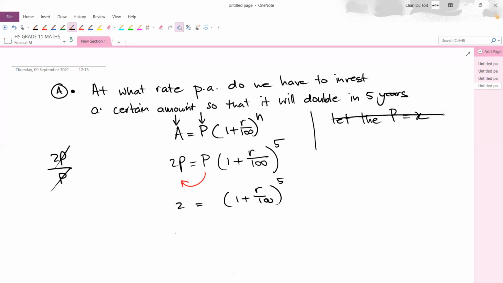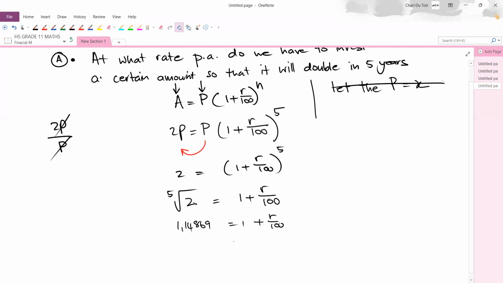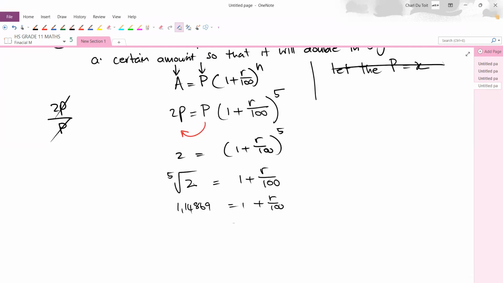Then I do fifth root on both sides. That leaves 1 plus R over 100. So I'm going to do fifth root, blank root in other words, with a 5 in there of 2. That gives me 1,14869 equals 1 plus R over 100. So I'm just going to minus 1 and then times the answer with 100. Minus 1 equals times 100 equal 14.87%. R is 14.87%.